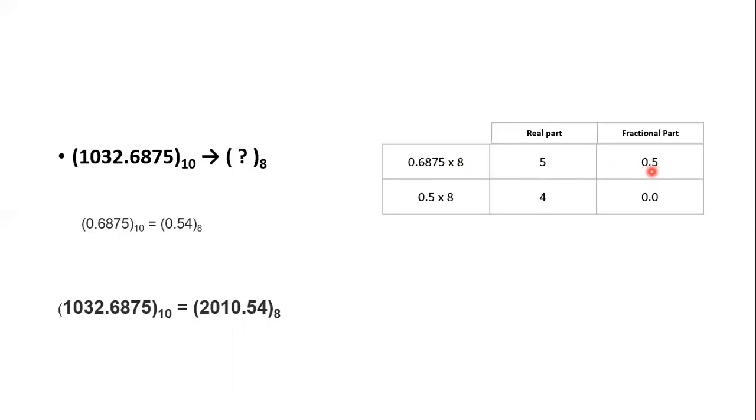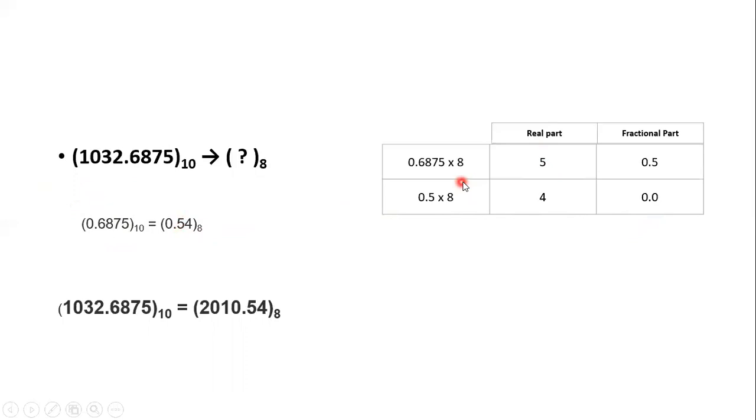The fractional part is here, 0.5. Again, we take the fractional part and multiply by 8, 4.0. Therefore, the real part is 4 and the fractional part is 0. So when you take the 0 here, 0 times 8 is 0, so we leave it. And then we take from top to bottom. Sorry, this one, the real parts 5, 4. So 0.54. Able to follow, right?